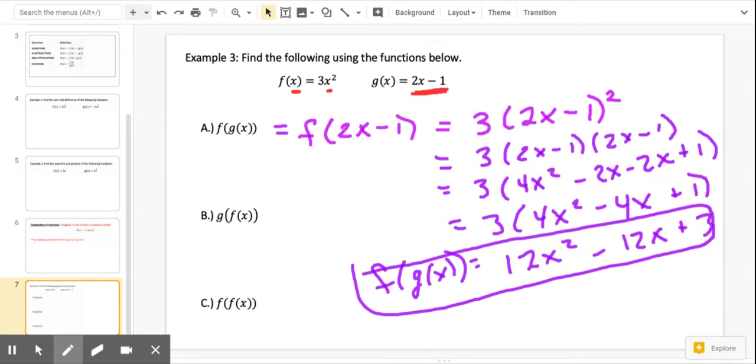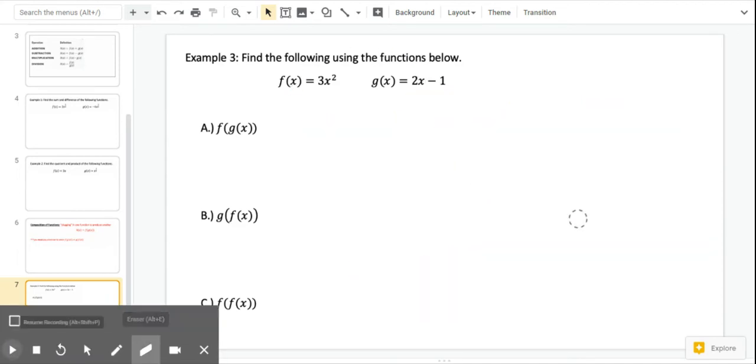So again, moral of the story here, that was all just simplifying. But the big takeaway here is plugging in one function in for x into another function. So let's do the next example.